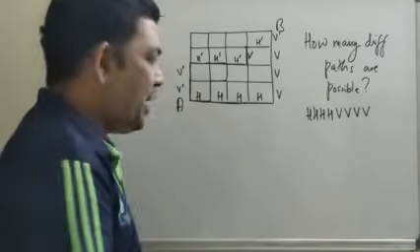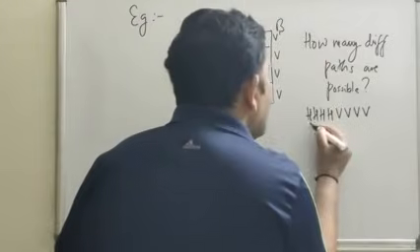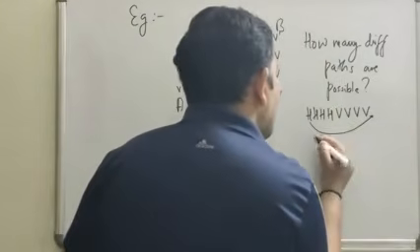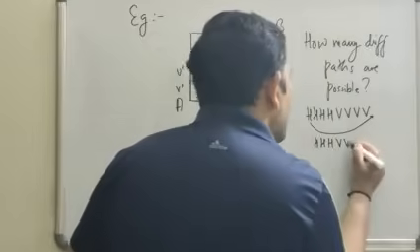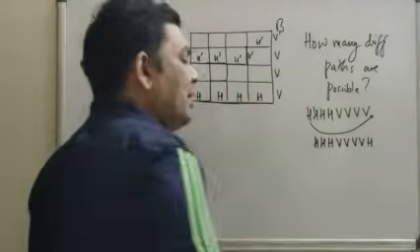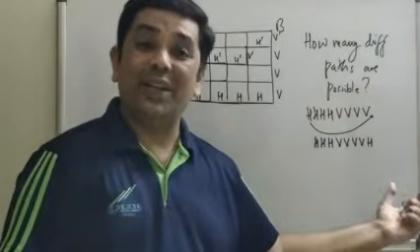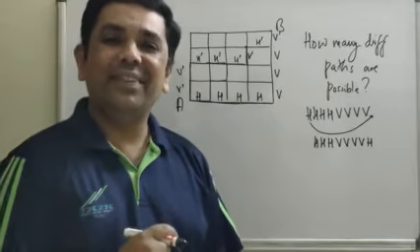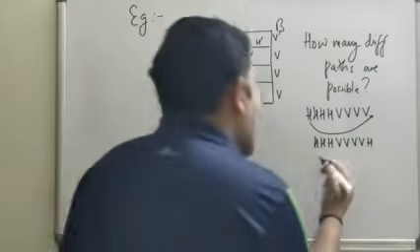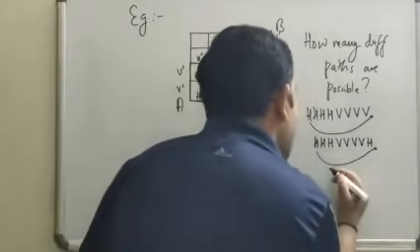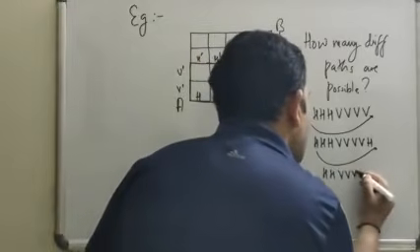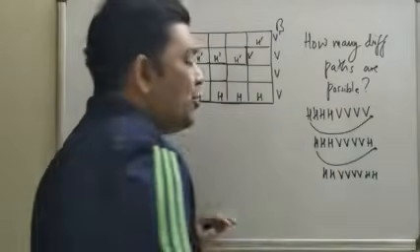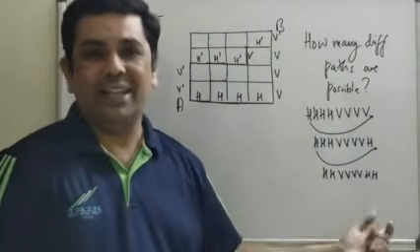Now let me tell you something. Take a horizontal path and put it here. So I'll have horizontal, horizontal, horizontal, vertical, vertical, vertical, vertical, and then a horizontal. It's a different path. Let's do one more thing. Take another horizontal and put it towards the end. I will have 2 horizontals, 4 vertical, and again 2 horizontals. Another path.